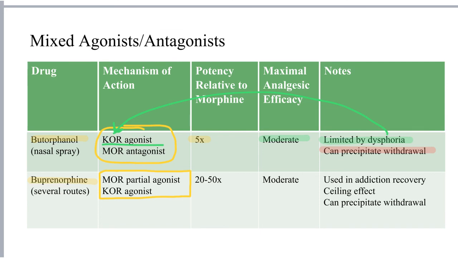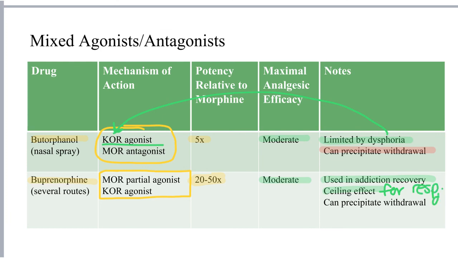It is on the order of 20 to 50 times more potent than morphine and is also considered a moderate efficacy analgesic. Like methadone, buprenorphine is more commonly used in addiction recovery than it is for pain relief. But the interesting thing about buprenorphine is that it has a ceiling effect with regard to some of the toxic side effects of morphine, such as respiratory depression.